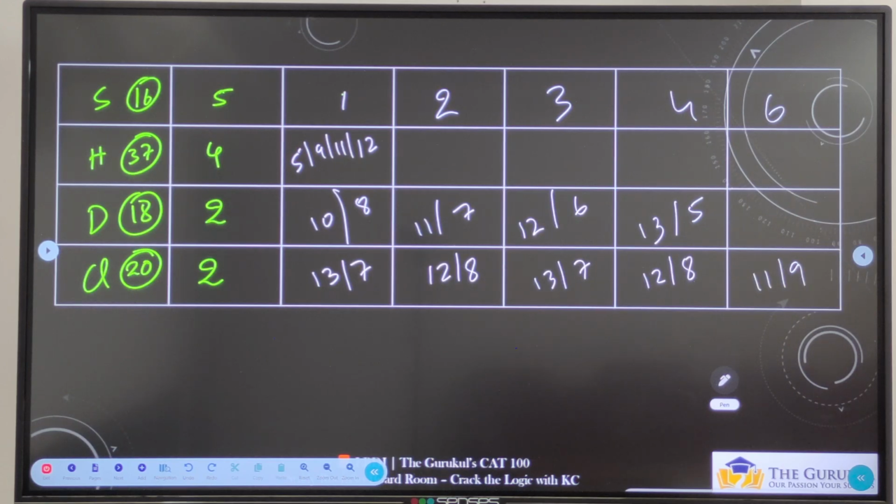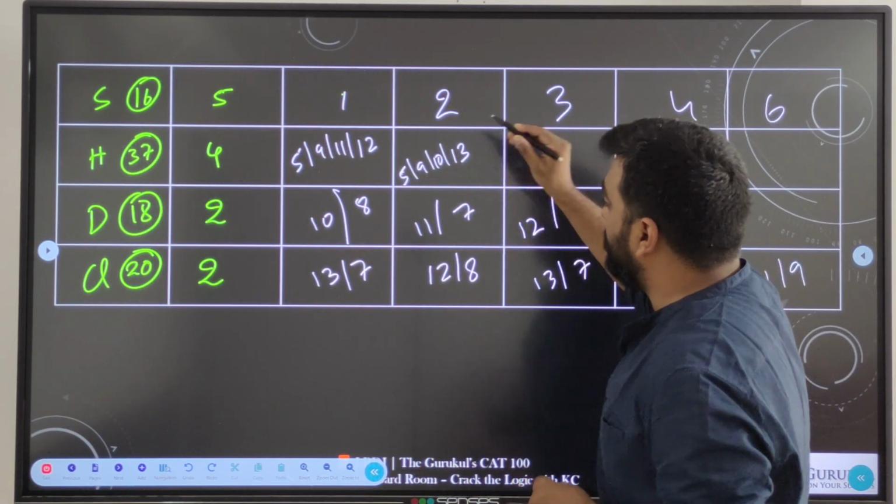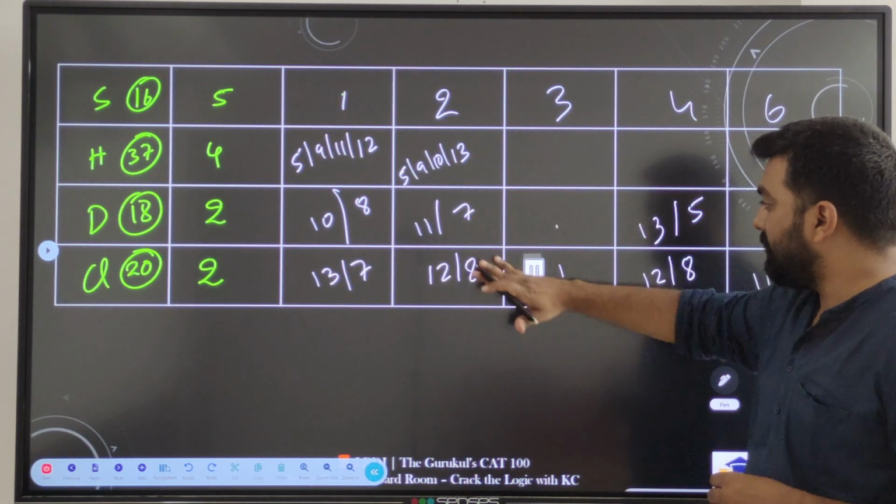Okay. If I am taking 11, 7 and 12, 8, I can use 5, 9, 10 and 13. Next. If I am using 12, 6, can we get sum as 37? Any possibility for that? No, we can't get. So let's remove this case.